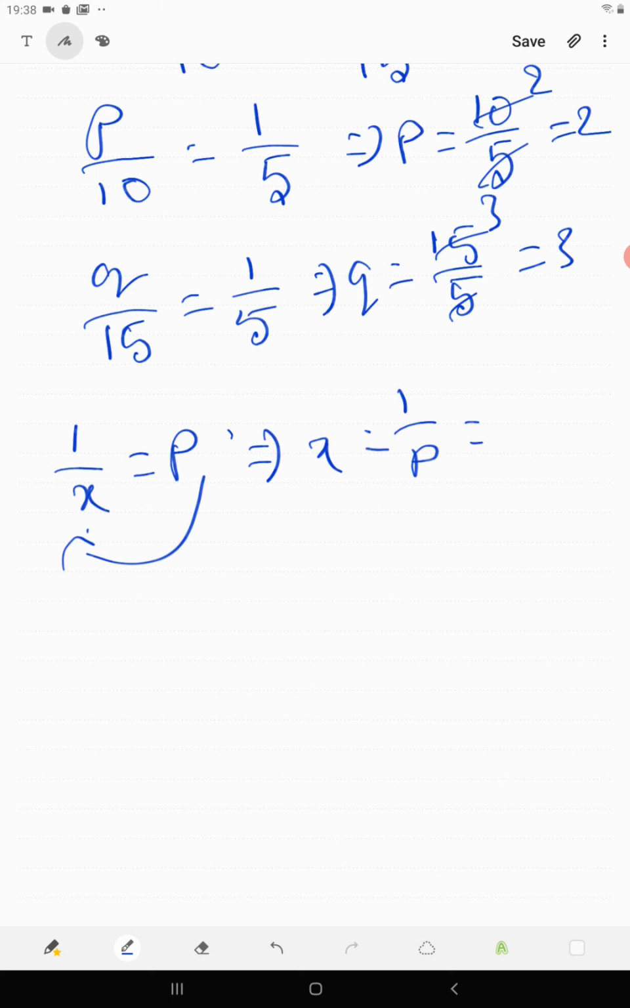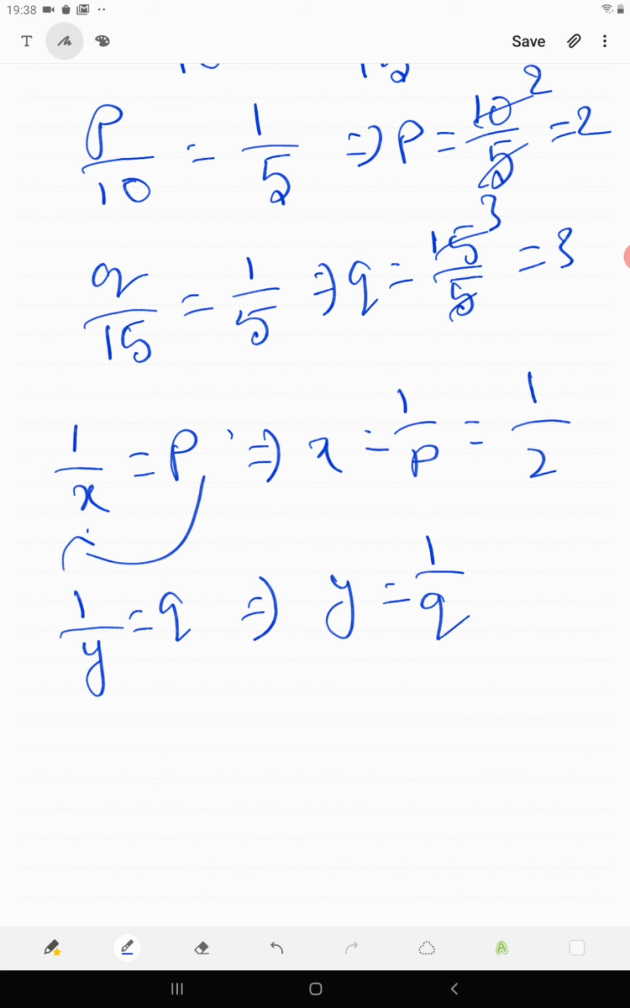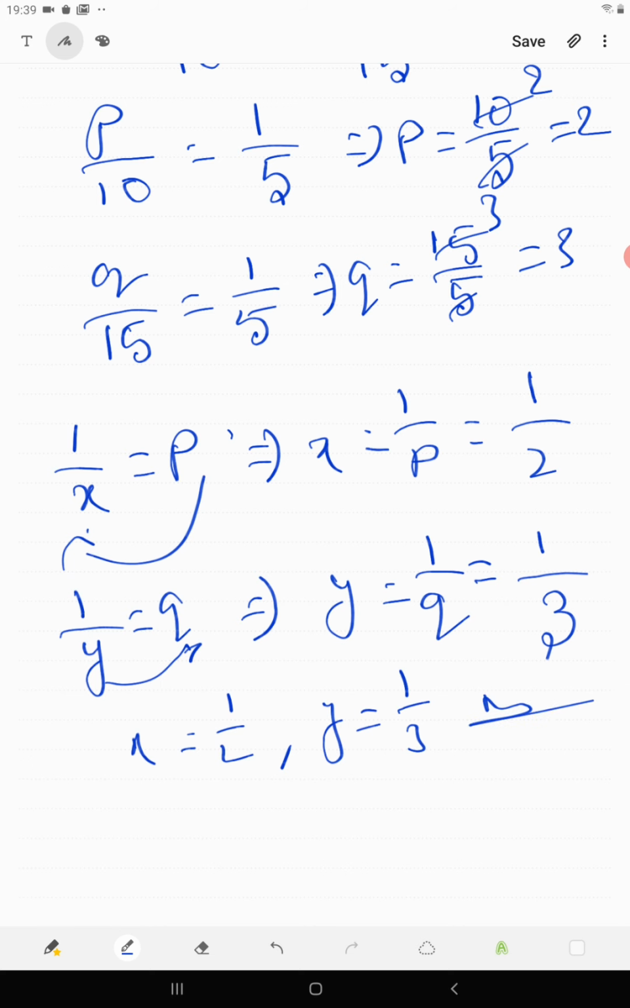So 1 by p means what? p was 2 for us. So 1 by p is 1 by 2. Similarly, 1 by y equals q. So y equals 1 by q. I took y towards the right and q will come down. So y equals 1 by q, that equals 1 by 3. So I have got x equals 1 by 2 and y equals 1 by 3. Answer. So we got the solution.